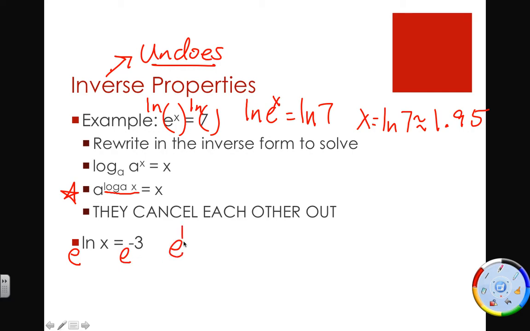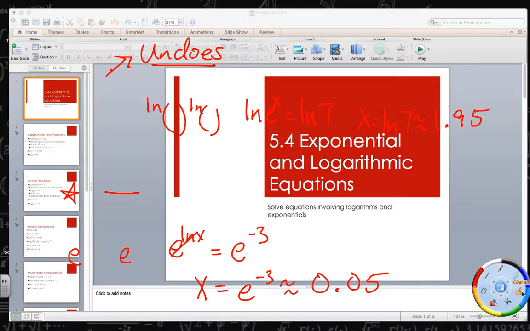So I'm going to get e to the natural log of x equals e to the negative 3rd. And the same property applies here where they cancel, and I'm left with x equals e to the negative 3rd, and that's actually a number. So again, I'm just going to plug that into the calculator, e to the negative 3rd power, and I'm going to get approximately 0.05. See, this stuff's not too hard once you understand the properties between logarithms and exponentials and how you can use them to cancel each other out.